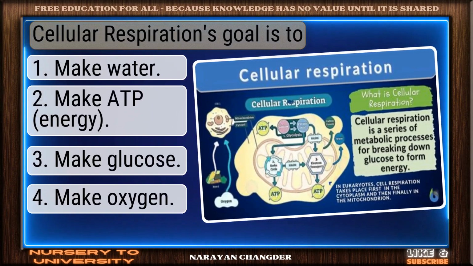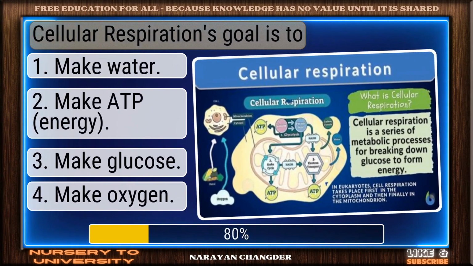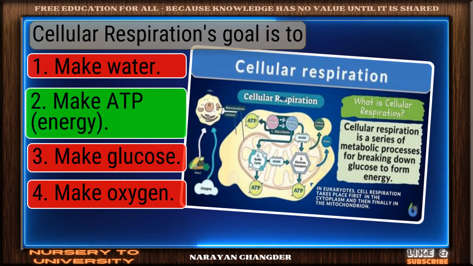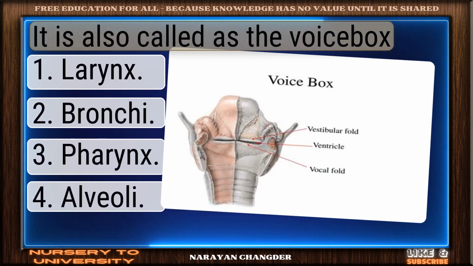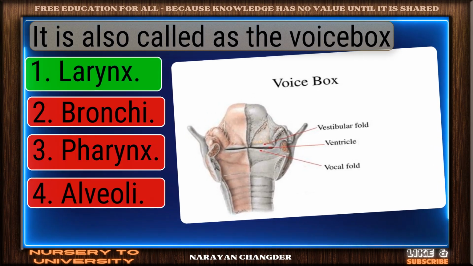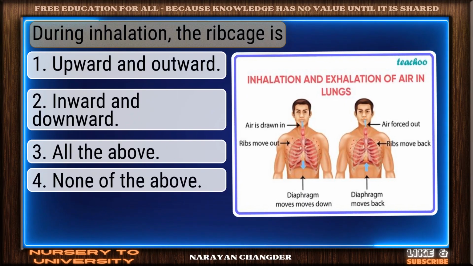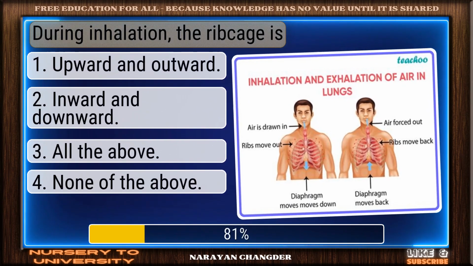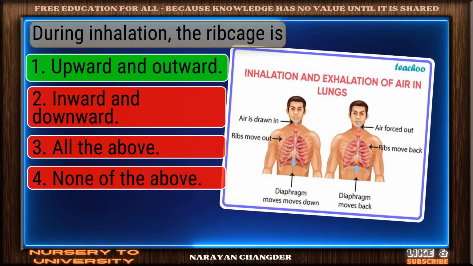Question number 189. Cellular respiration's goal is to. Well done. Make ATP is the right choice. Question number 190. It is also called the voice box. Excellent choice. Larynx is the right answer. Question number 191. During inhalation, the rib cage is. Right again. Upward and outward is a valid answer.